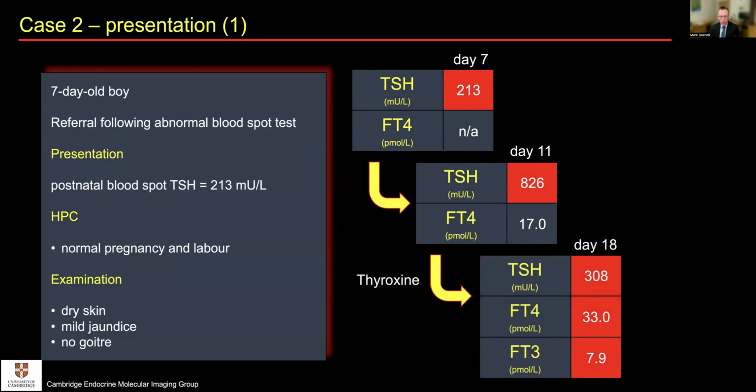But actually, that didn't improve things in so much as not only did the TSH remain elevated, but the free T4 and the free T3 now rose and were associated with a jittery thyrotoxic child. The question is, what's going on here and what should we do next?